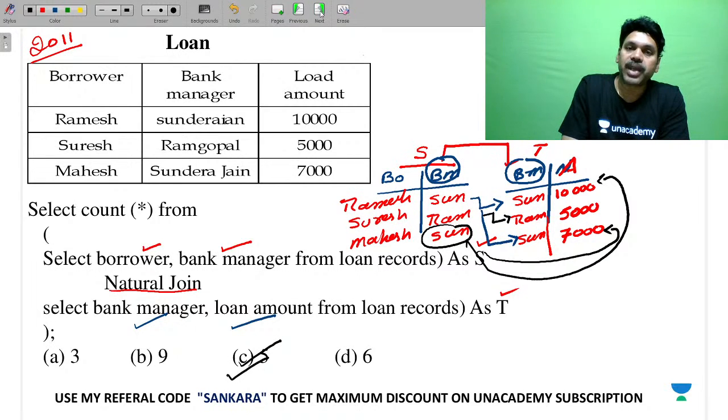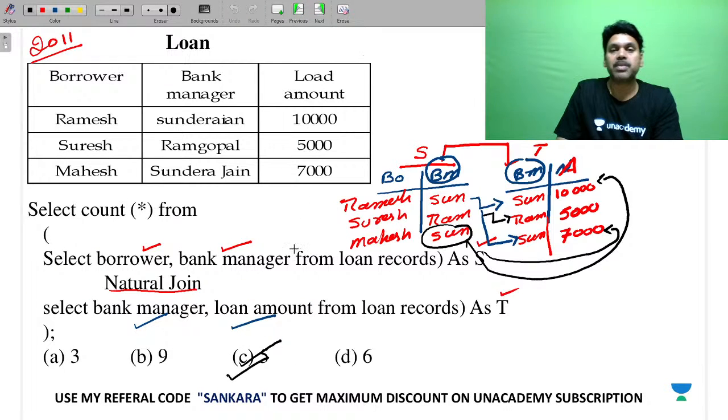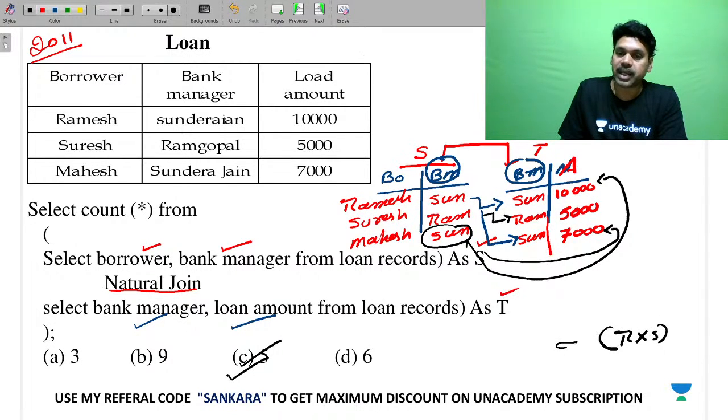Now, any doubt you can ask me. So this is how you can do a manual natural join. First step is a cross product. Don't forget that. First step is a cross product, the second step is a selection, and the third step is a projection.